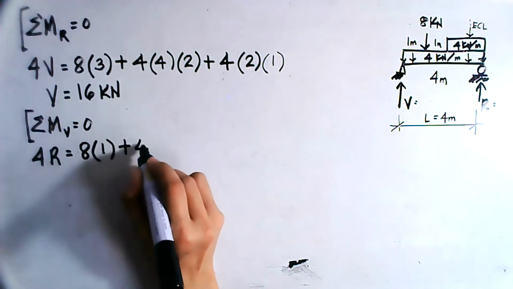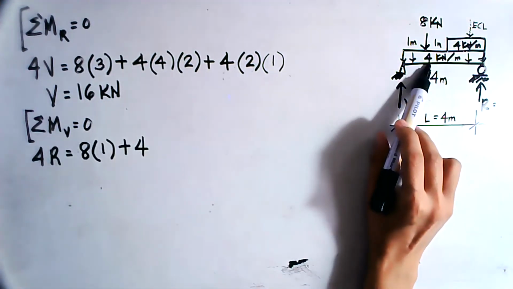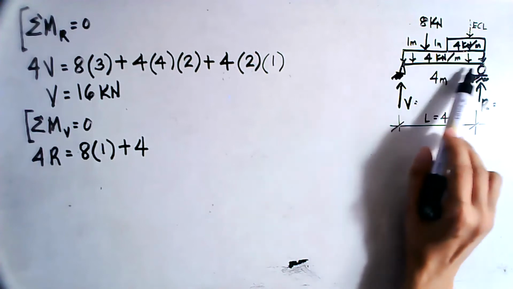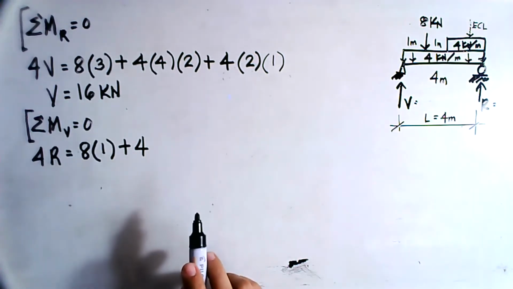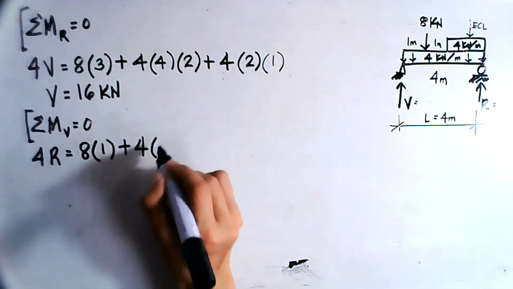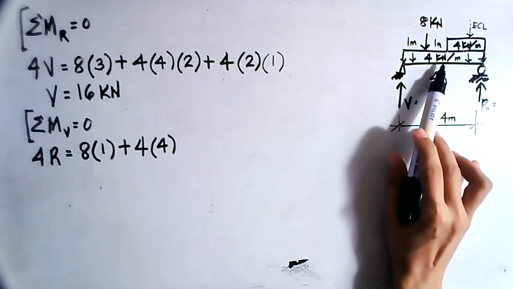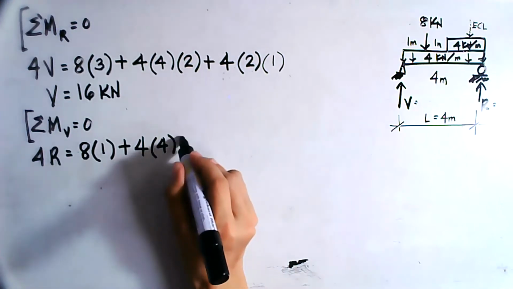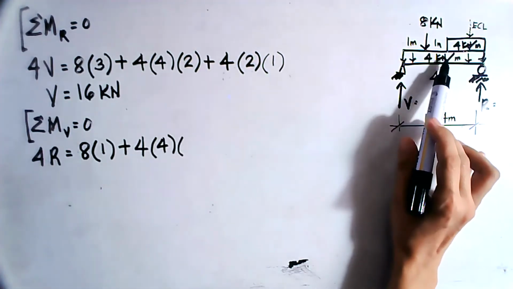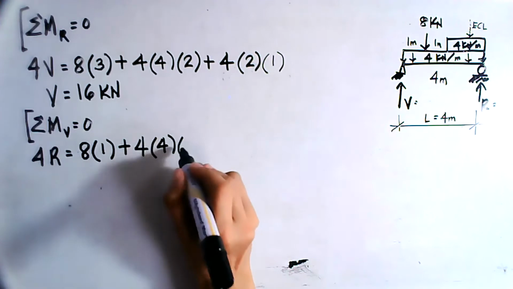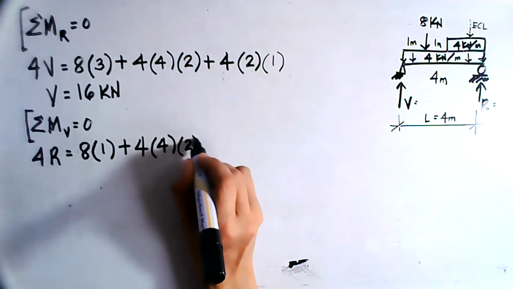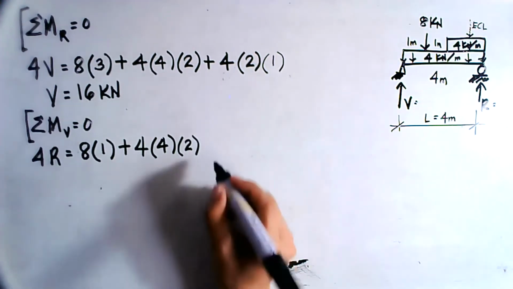Plus, of course, again, you have the 4 kilonewton per meter, which is uniformly distributed over the entire span of 4 meters. So we are going to multiply it again by 4. And then, of course, you have the perpendicular distance from the equivalent concentrated load. That is half of the 4 meters. So you multiply it by 2.